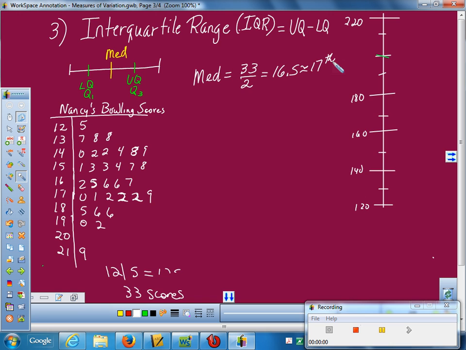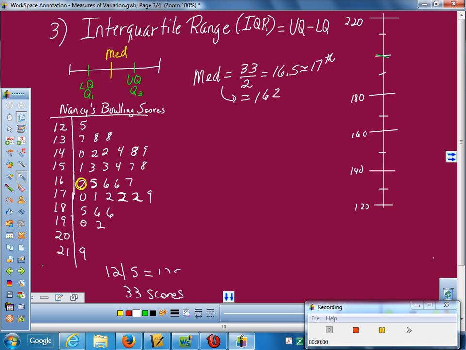It does not matter whether you count from the top or the bottom. Just make sure you're counting them and going in numerical order. So in this case, the 17th number. 1, 2, 3, 4, 5, 6, 7, 8, 9, 10, 11, 12, 13, 14, 15, 16. Yep, the 17th number is 162. So the median is 162.